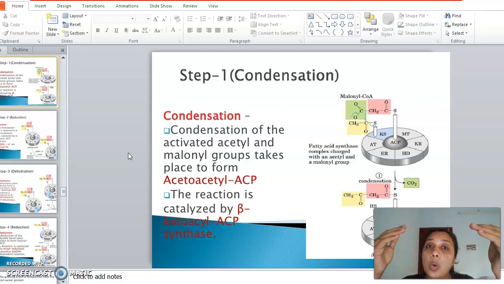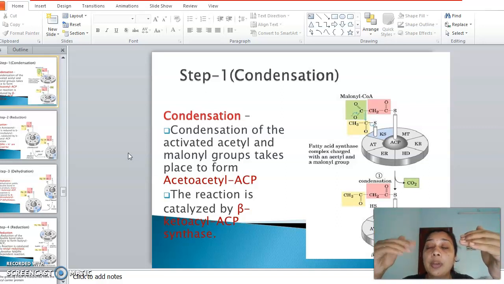So it is almost the reversal of beta oxidation. In beta oxidation, the C16 palmitic acid undergoes degradation in a cyclic manner, so that each cycle ends up with the release of two carbons, so that the chain length is reduced by two carbon atoms, right?